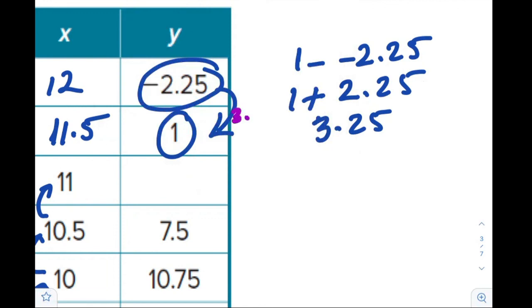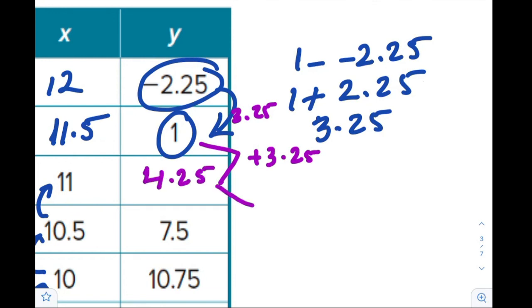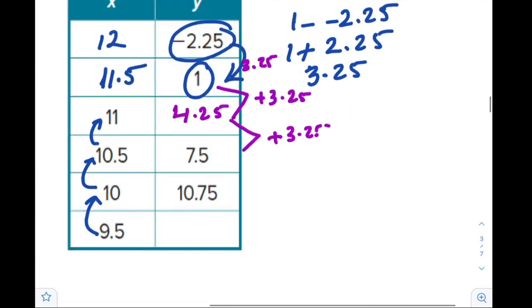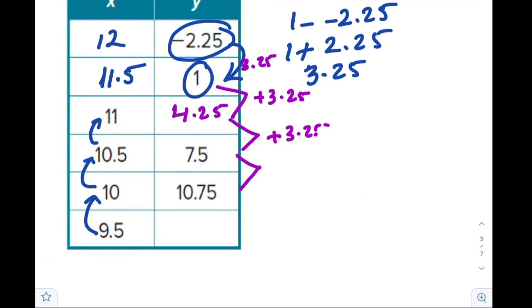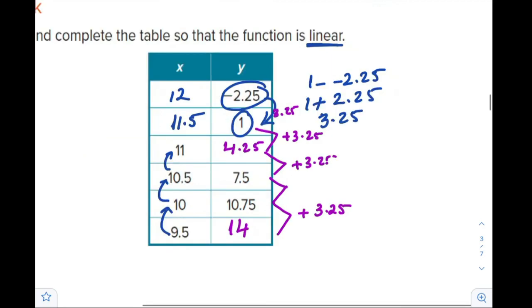So it has been increased by 3.25. So we should expect that each and every value has been increased by 3.25. And this will be 4.25. If you check and add 4.25 plus 3.25, yes, we are right. We will have 7.5, and this as well. So we will add here 3.25 to our value, and it will be 14. Now we filled the table, knowing that constant change of x corresponds to constant change of y.